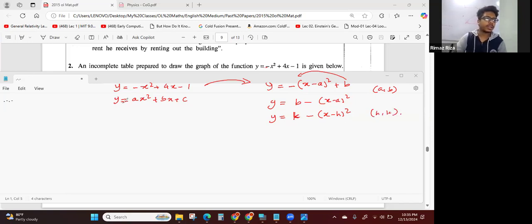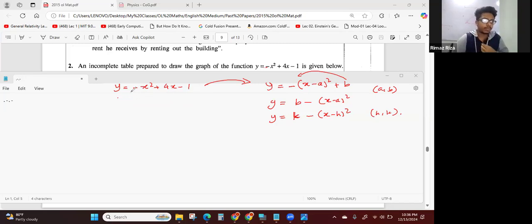So that one we want to get from here. So you have to get this form. For that you have to complete the square. Okay, so y equals minus x squared plus 4x minus 1. Watch this step carefully.